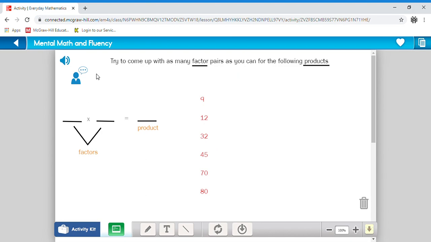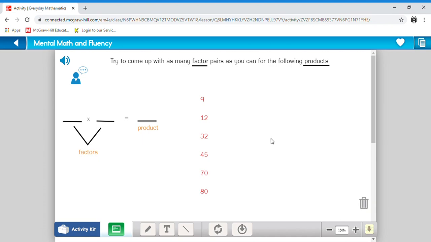The mental math says, try to come up with as many factor pairs as you can for the following products. We have factor and products underlined here because these are two very important words when dealing with multiplication. If we look down here, we see that the two numbers that are being multiplied, those are our factors, and it gives us a product, which is our answer when we're multiplying. So I have a list here of all these products, 9, 12, 32, 45, 70, and 80.